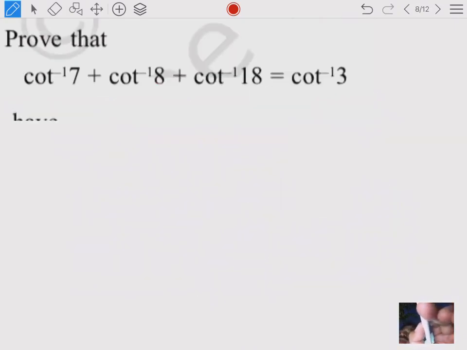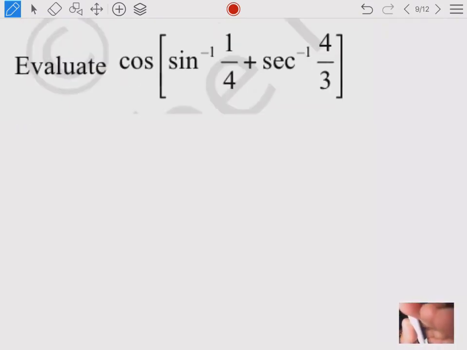Again, you can solve this problem: cot inverse 7 plus cot inverse 8 plus cot inverse 18 is equal to cot inverse 3. It is also a very important question. If we have cot inverse x plus cot inverse y, then we can convert them into tan inverse form, and after that write the formula for tan inverse x plus tan inverse y. So, for example, evaluate this value.